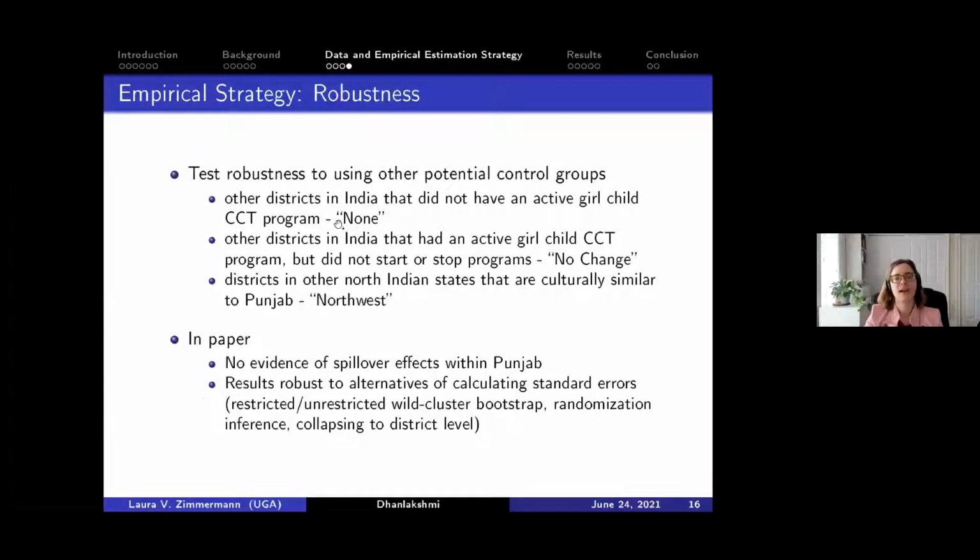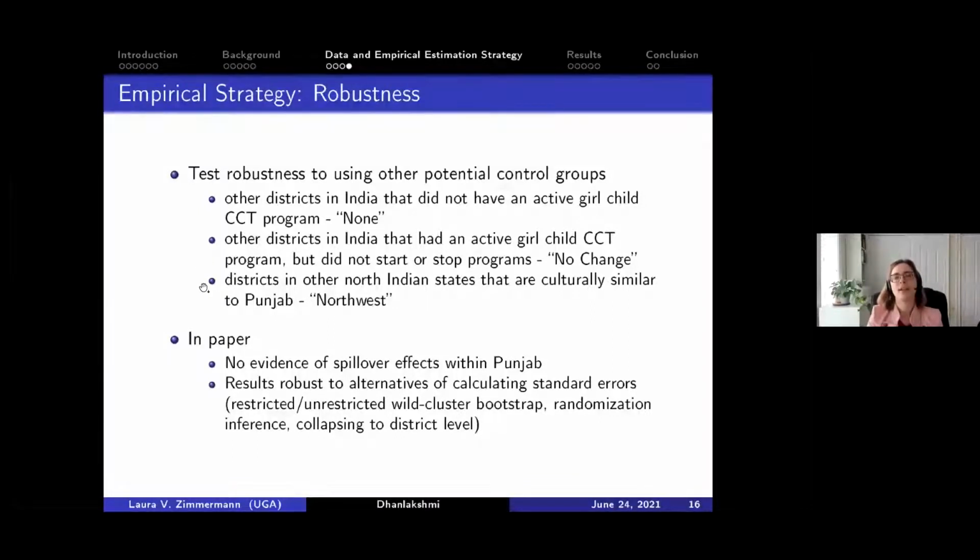So we'll have the specification "none" here, which indicates other districts in India that did not have an active girl-child CCT program at the time. Then we might want to take other districts in India that had an active girl-child CCT program, but did not actually start or stop programs. And so that's going to be the "no change" category here.